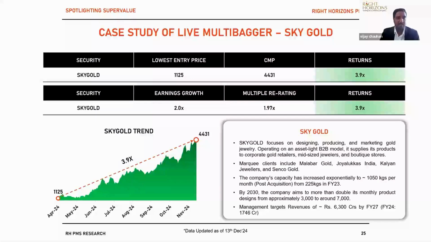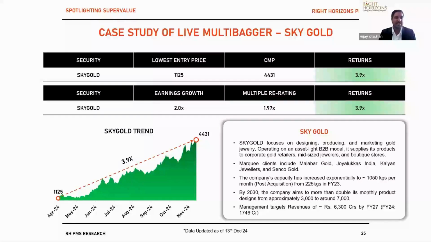If we look at the expansion in terms of capacity, it's almost 4x. It used to be 225, now it's almost 1050. So it's a huge boost, almost 4x capacity expansion happening for this business. At that time, they had disclosed that they are also trying to tap large clients, and we are happy to announce that they have got two new players. First is Titan, where Carat Lane has also tied up with Sky Gold and is going to place orders on a recurring basis.